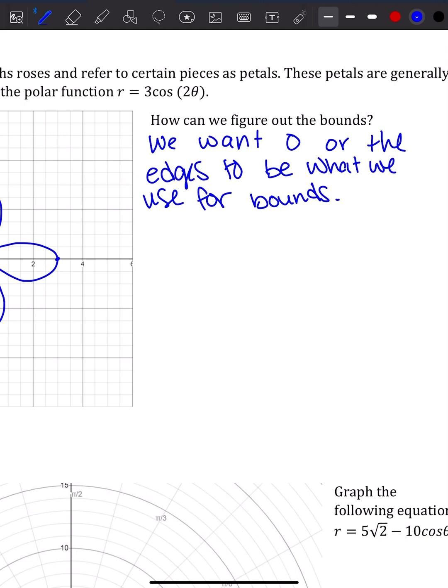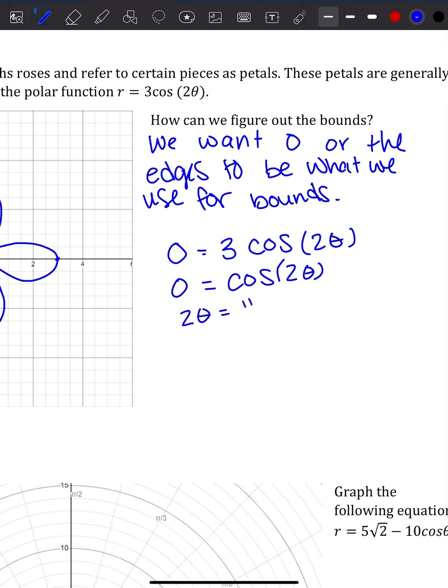So for instance, if I wanted to use 0, 0 is equal to 3 cosine of 2 theta. If I get rid of the 3, we now have 0 is equal to cosine of 2 theta. And I know cosine is 0 when we are equal to pi over 2. So when that inside piece is equal to pi over 2, we are equal to 0. This also happens at 3 pi over 2.